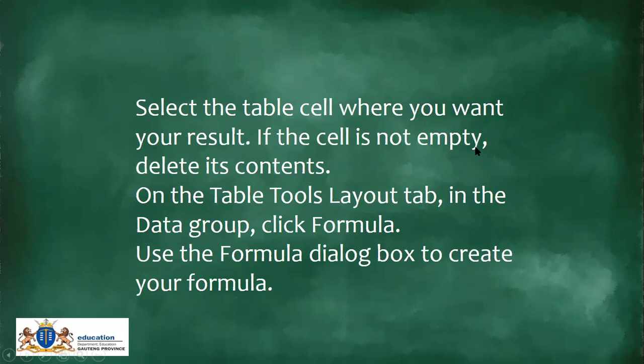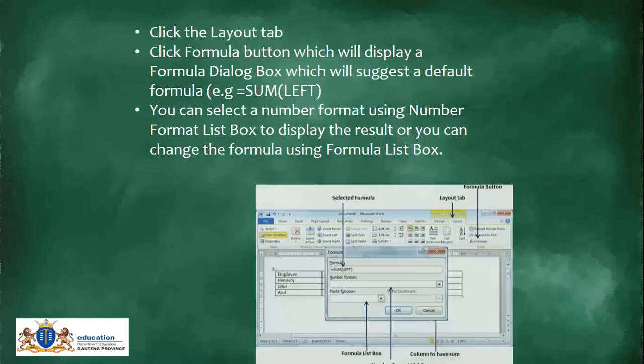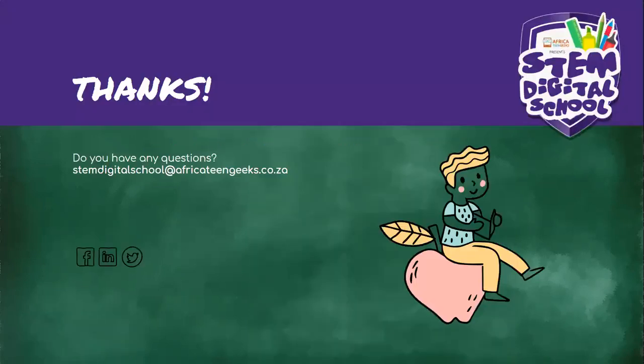Select the table cell where you want your results. If the cell is not empty, delete its content. On the layout tab, in the data group, click formula. Then this one you have seen, guys. You know how to do this. We did this. So like what you see on this table, this is how they are going to add this. Like you have seen, we did this.